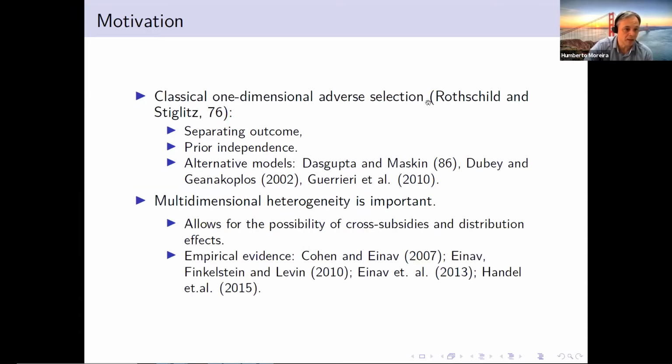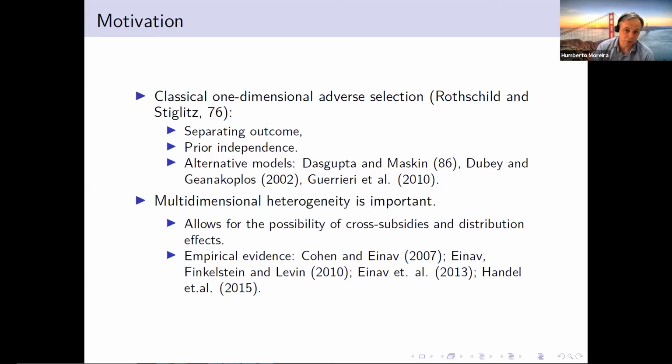If you come back to the classical Rothschild-Stiglitz, which is the departing point of this kind of analysis, what you're going to see there is that the equilibrium is going to be separating, right? So each risk type is going to get a different amount of insurance coverage, and because of that, the equilibrium is going to be prior independent, right? So the prior distribution of the characteristics is not going to affect the equilibrium outcome.